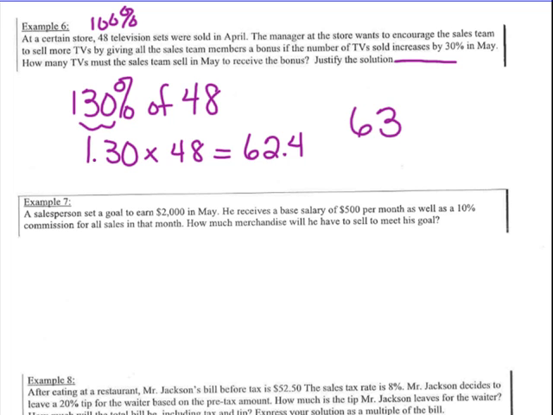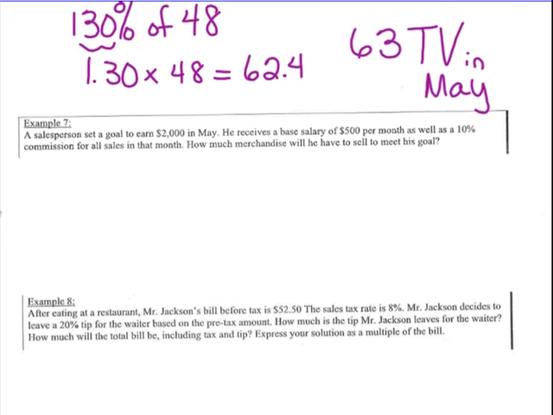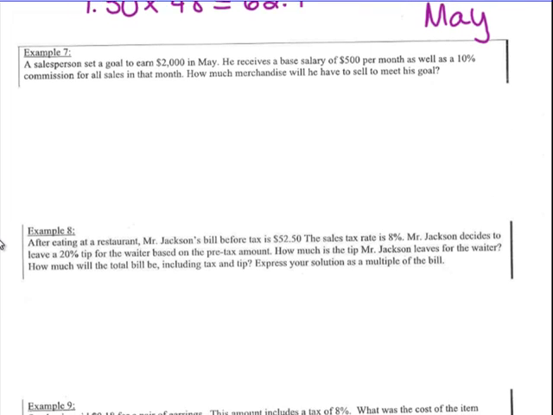Because 62 would not be quite enough. So if the sales team sells 63 TVs in May, then they're going to meet the goal of at least 130%. 63. You would have to round up on that. Remember, percent questions sometimes have rounding.